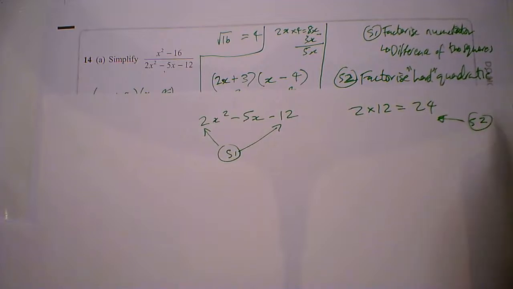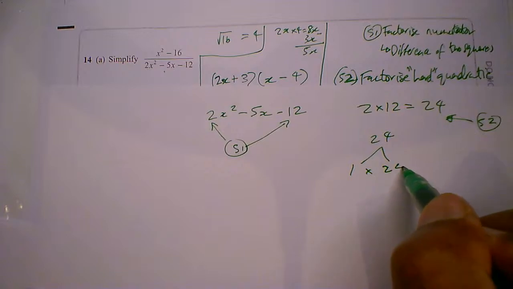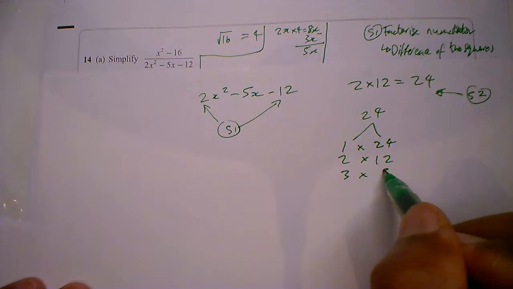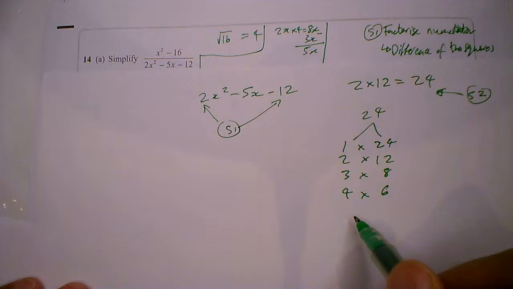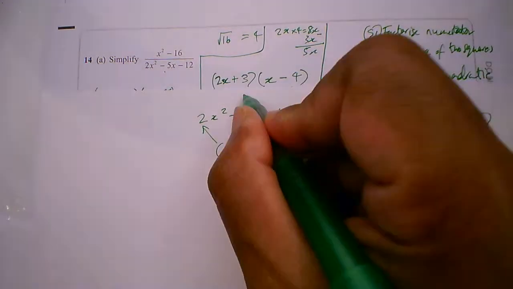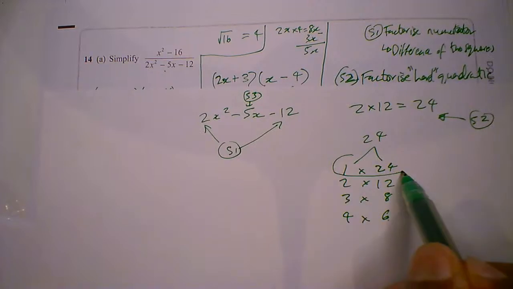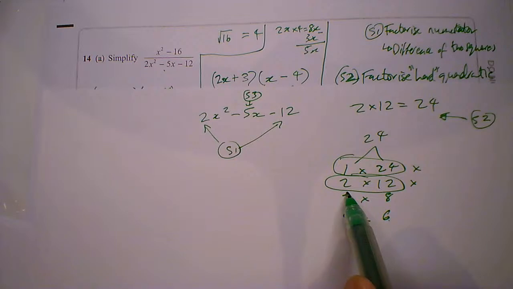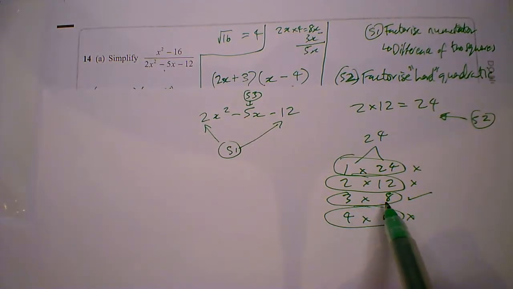That's my step 2. Multiples of 24 are 1 times 24, 2 times 12, 3 times 8, 4 times 6. 5 doesn't go in, and then we're back to 6. So we can stop there. Step 3 is to look for which ones give me a difference of 5. These two are not connected to 5. These two are not connected to 5. These two are connected to 5. These two are not connected to 5. So I'm going to be choosing this.